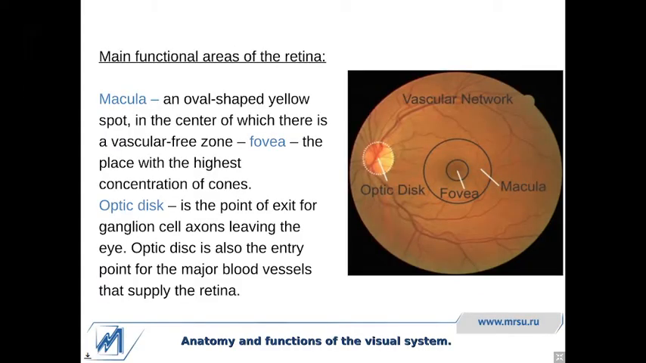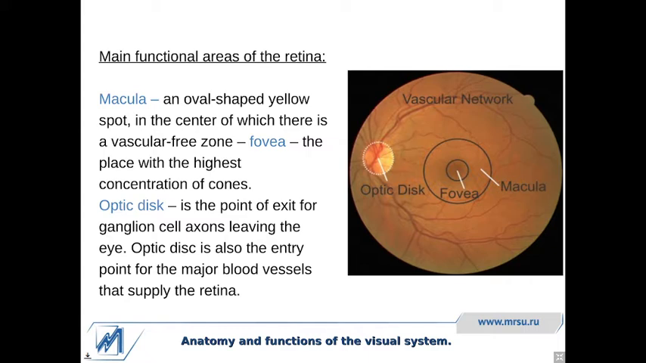The next slide, main functional areas of the retina. Anatomically, we have two main central areas. It's the macula. The macula is an oval-shaped yellow spot, in the center of which there is an avascular zone, the fovea. It is a place with the highest concentration of cones. It is a place of highest visual acuity.